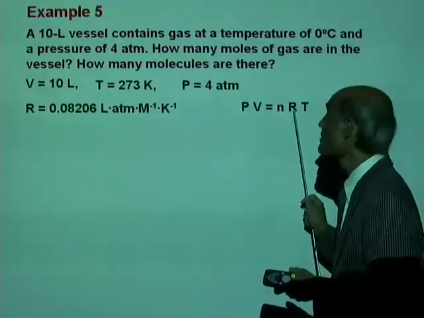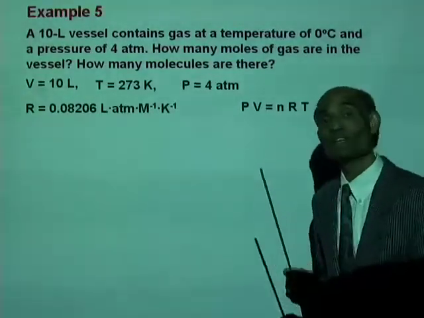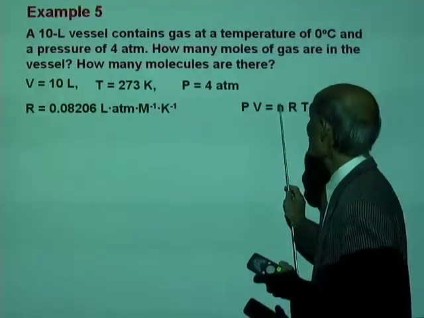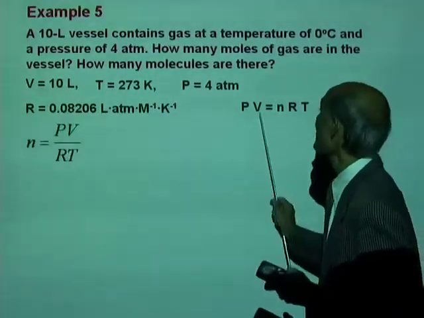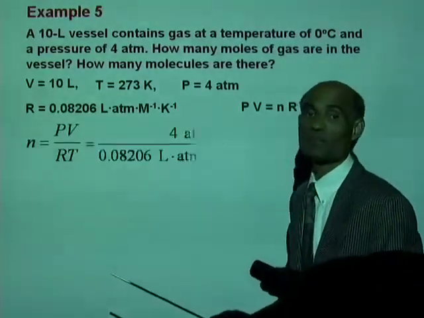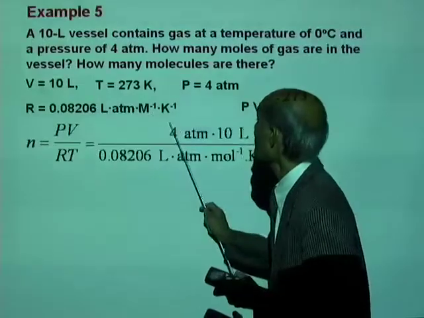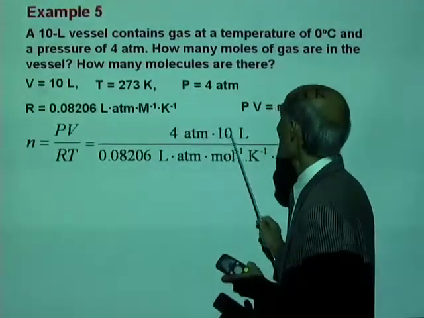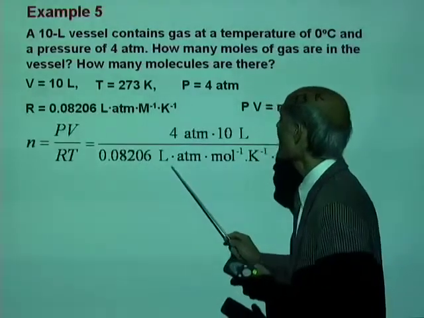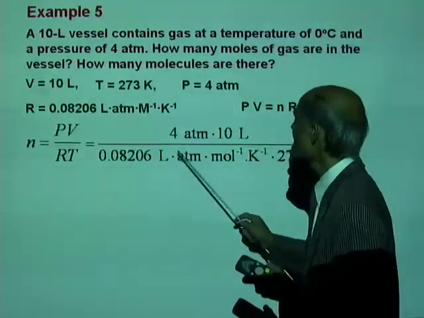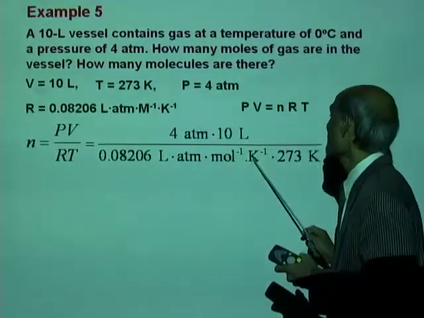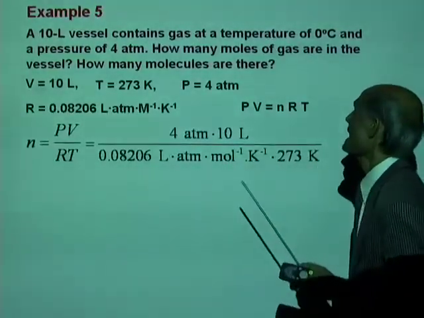PV equal to nRT is the ideal gas law. We have all these values except n. Therefore, n equal to PV divided by RT. That will be 4 atmospheres times 10 liters over 0.08206 liter atmosphere per mole per Kelvin times 273 Kelvin.